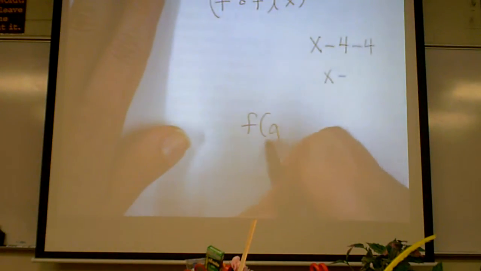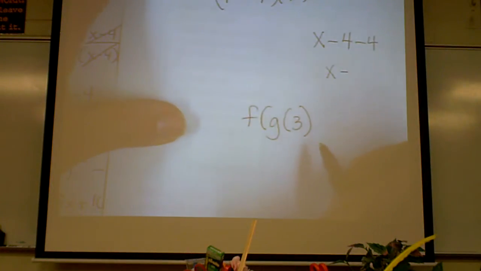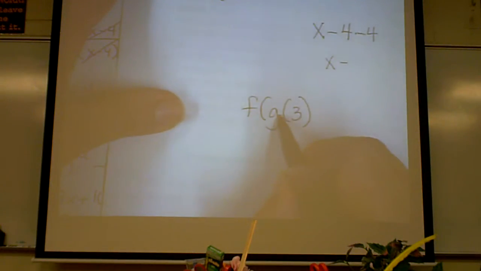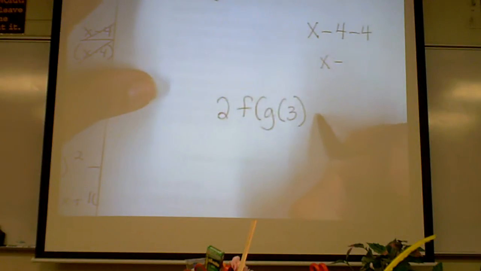F of g of 3. What would you do here? Plug 3 in for x for g, and then take the answer, or the output, and plug that in for x of f. What if I put this here? Then you take what you got for f times 2.